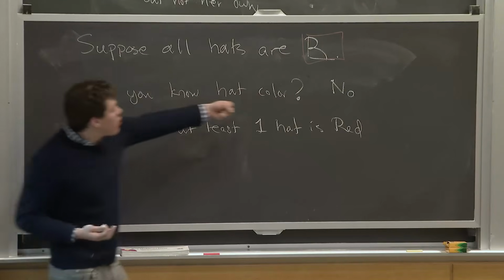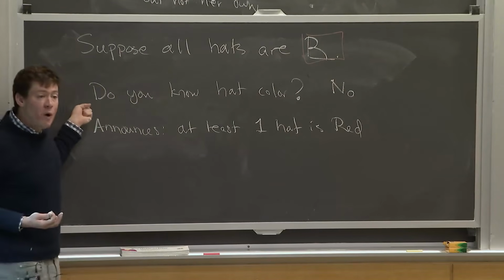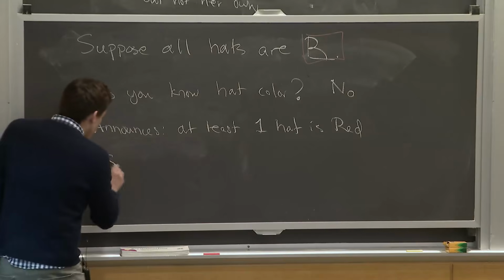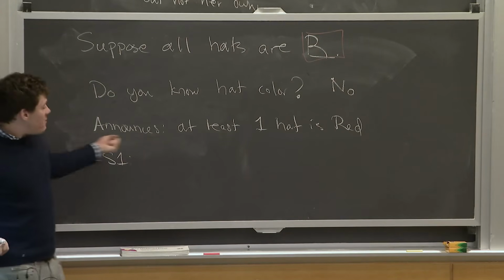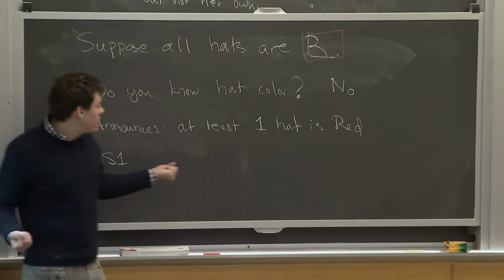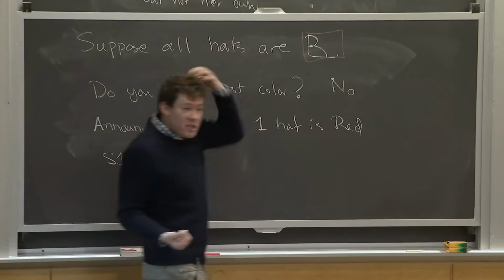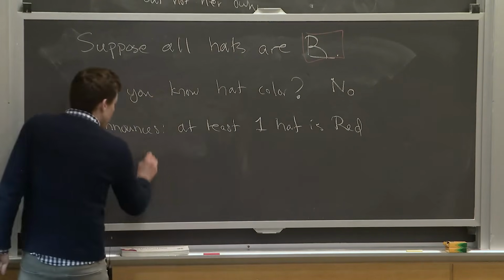So the teacher says, at least one hat is red. And now she's going to go through and ask these questions again to the students one by one. She goes to student 1 and says, do you know your hat color? Knowing that at least one hat is red doesn't give that student any information about their own hat. So that student is going to say no.